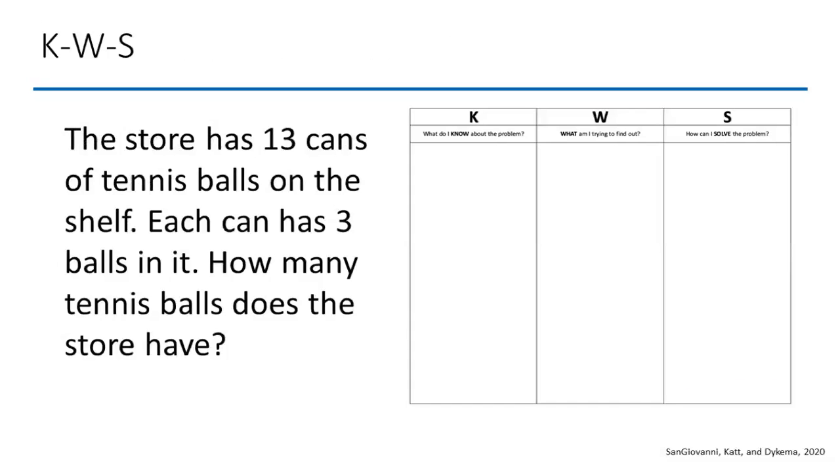So you can read the problem. The story has 13 tennis balls and on the shelf. 13 cans of tennis balls, excuse me. Each can has 3 balls in it. How many tennis balls does the store have? So one way to routinely attack the problem is using this KWS.